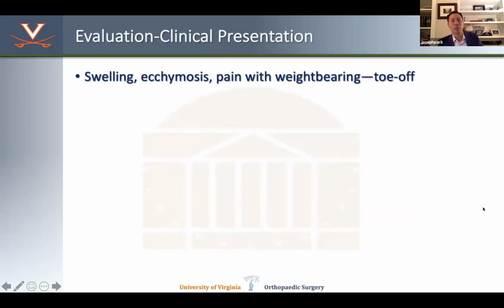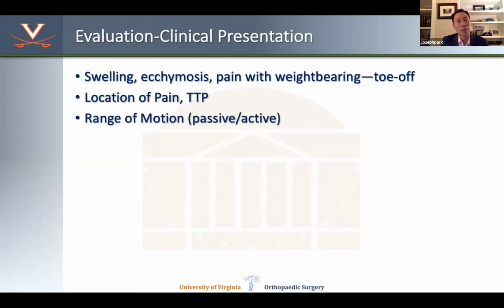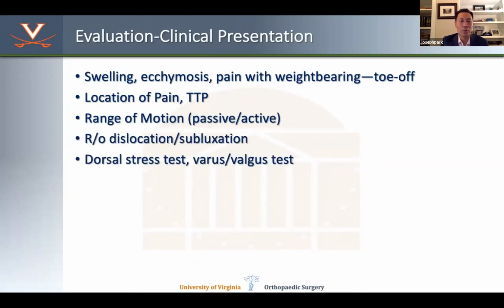On clinical presentation, again, there's a lot of swelling and ecchymosis. They have pain with weight bearing, especially on toe off. You should see where they hurt. Sometimes it's in the joint, sometimes it's plantarly. Check their range of motion, passive versus active. Rule out a dislocation or severe subluxation.